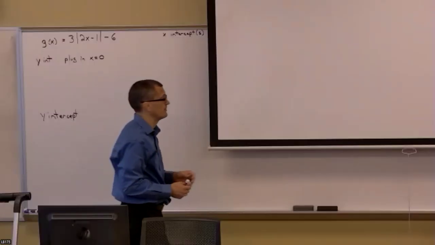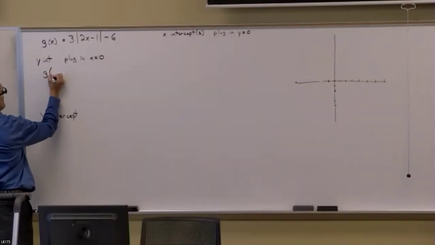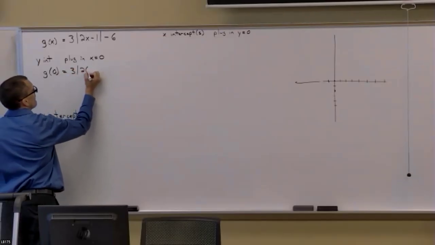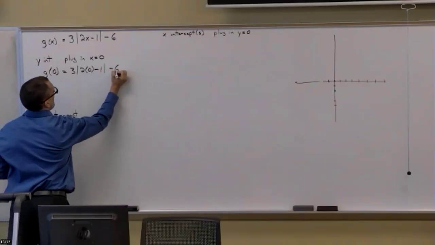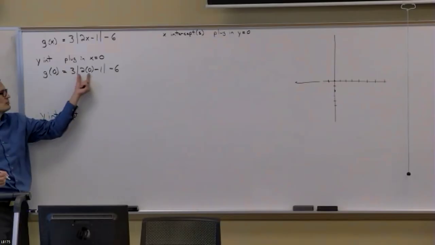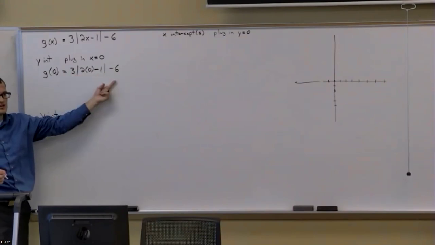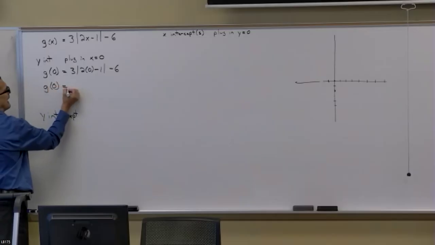Alright, people seem to be doing pretty well on these, so I'll go through it pretty quickly. When we're trying to find the y-intercept, we plug in 0 for x. Two times 0 is 0, minus 1 is -1. Absolute value of -1 is positive 1, times 3 is 3, minus 6 is -3, right? So we get g of 0 as -3.